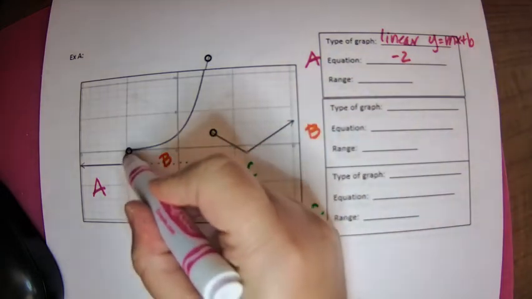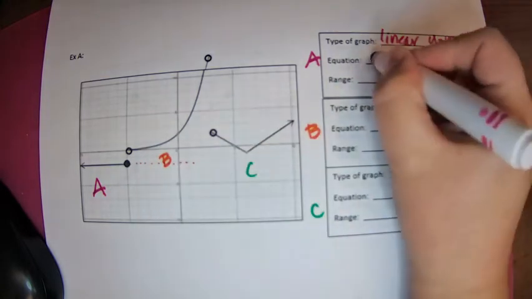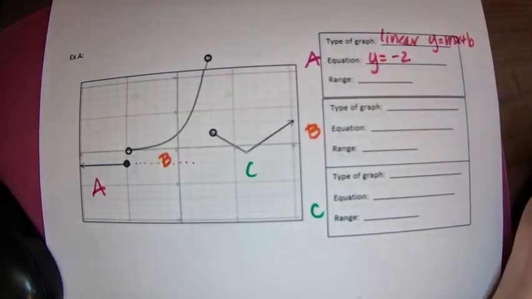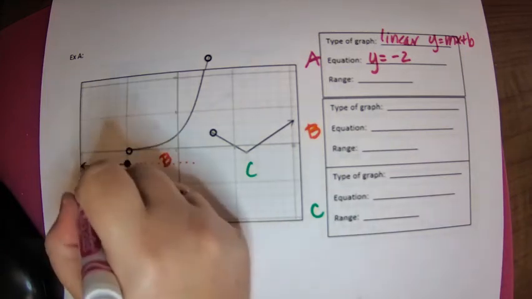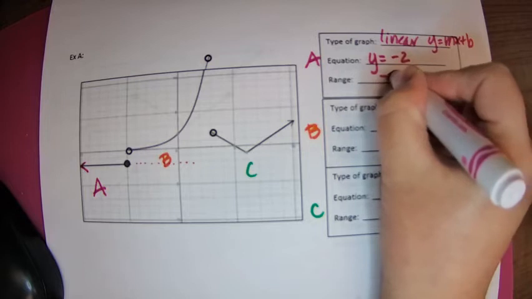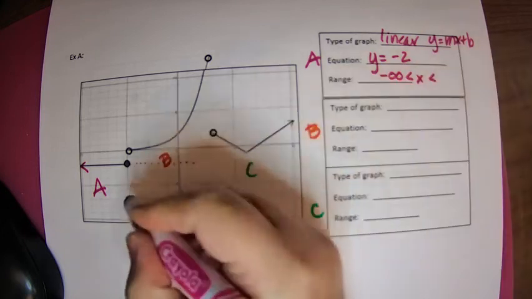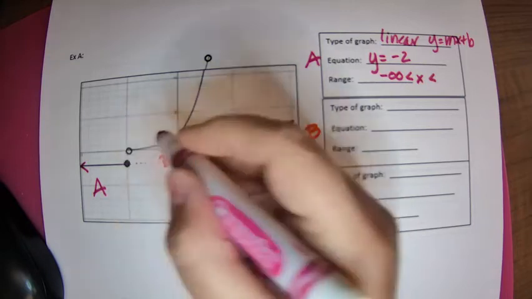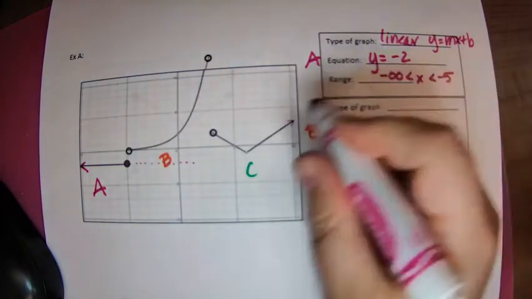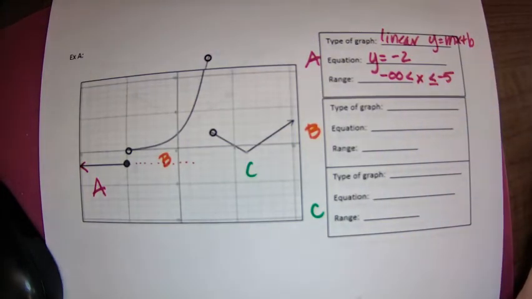And then the slope: do I go up and over for this one, or down? No. So we don't have a slope. That means my equation is going to be y equals negative 2. That is just a straight line. But I do notice that I have this arrow going to the left forever. And if I'm talking about x's, this line stops right here. This is at 0 and this is at negative 5, so I'll put negative 5. And because it's a closed circle, I'll put less than or equal to negative 5.